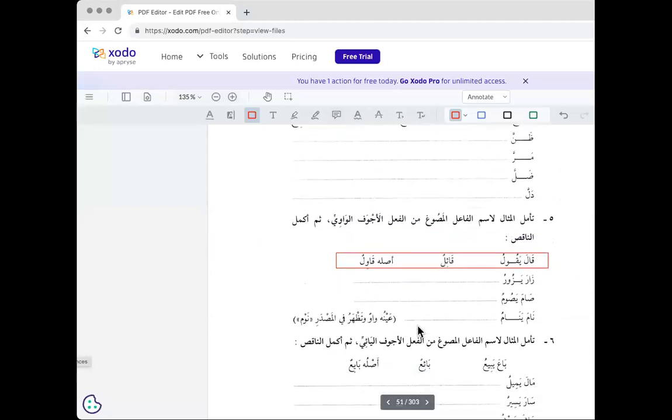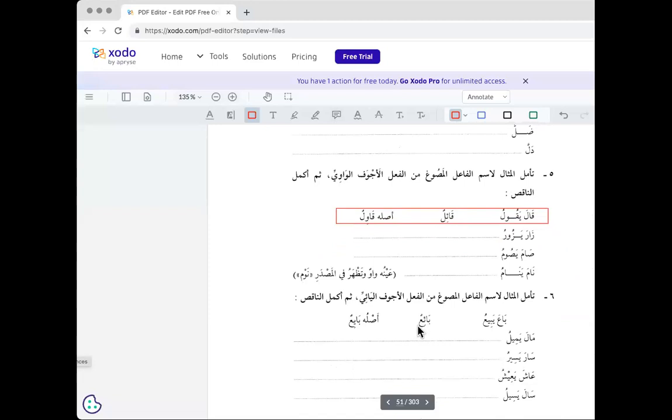So in the same way, they want you to make اسم فاعل from زار يزور, صام يصوم, and nama yanamu. Interestingly, nama yanamu, the origin of this alif is a waw, and we didn't find the waw in fi'l mudari', but we found it in the masdar, which is nawmun.